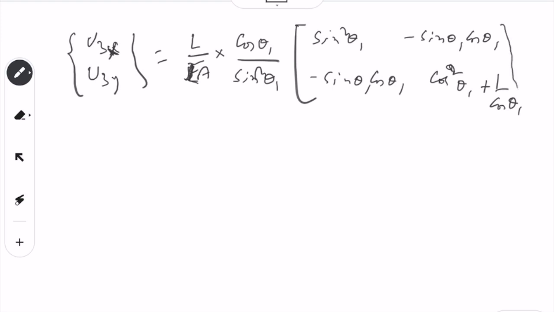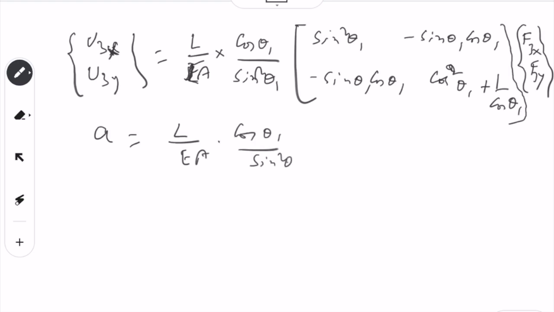So let's write like this, and we are going to multiply it by f3x f3y. Hence we can write down here that a will be equal to, so a will be equal to L over Ea cos theta 1 over sin square theta 1, multiplied by sin square theta 1, which will be simply L cos theta 1 over Ea.